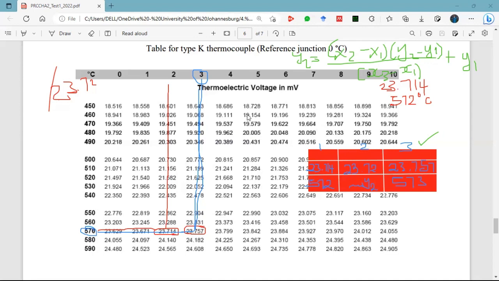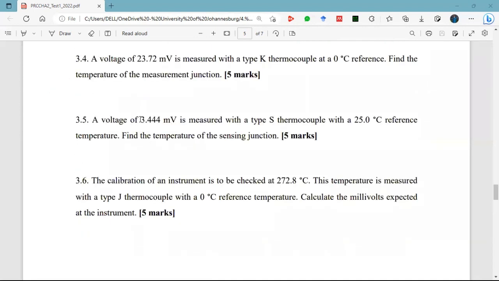We move to the next question, where a voltage of 3.444 millivolts is measured with a type S thermocouple with 25 degrees Celsius reference temperature. So this is just one of those questions, right? I think somebody asked me this after class, and I didn't give them a straight answer, because different tables have different reference temperatures. So the overall procedure is the same, but you might need to do something different, just because your reference temperature is now different.